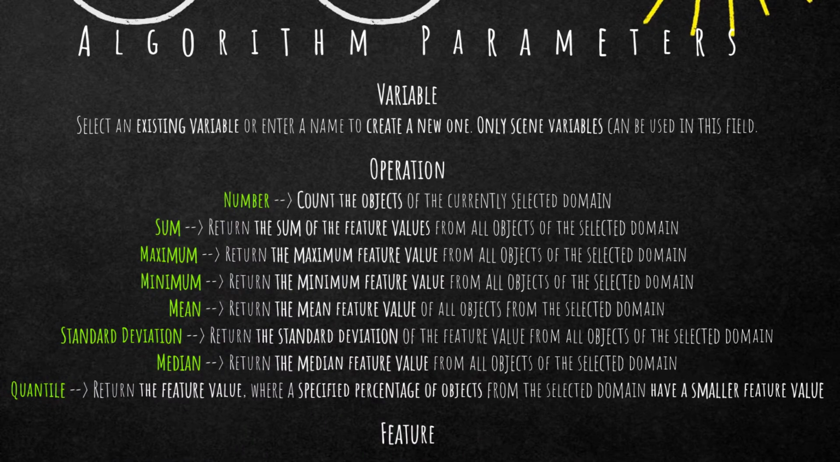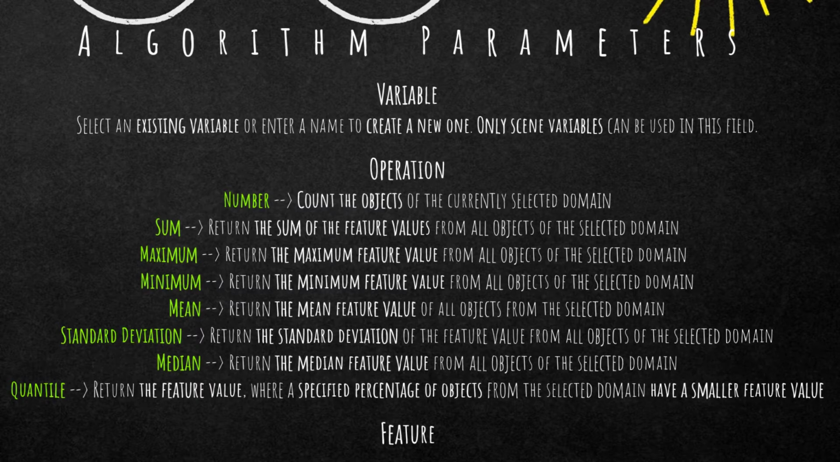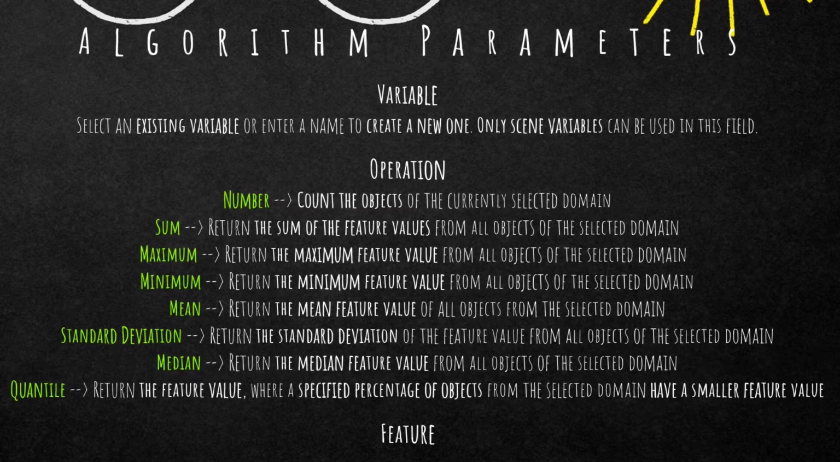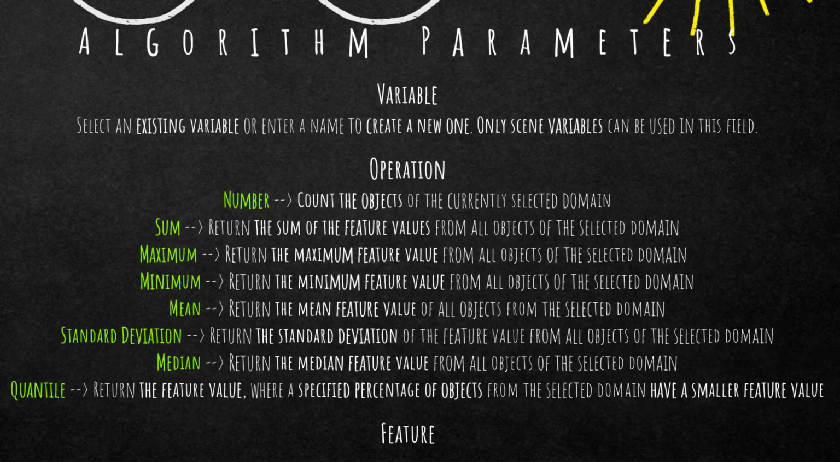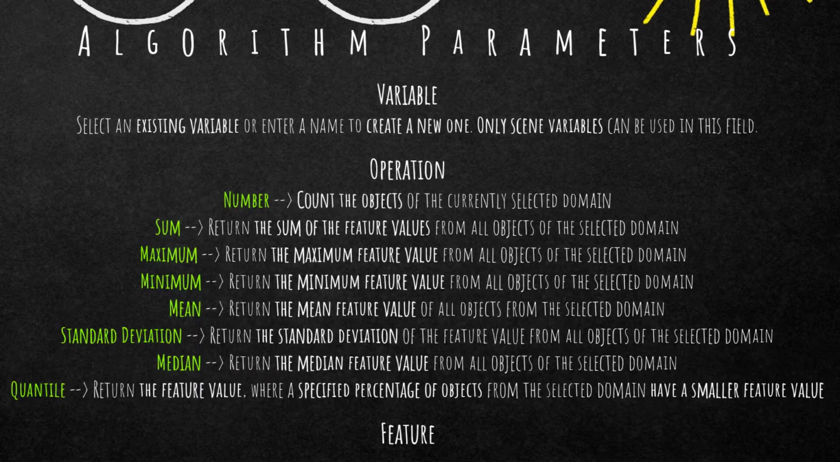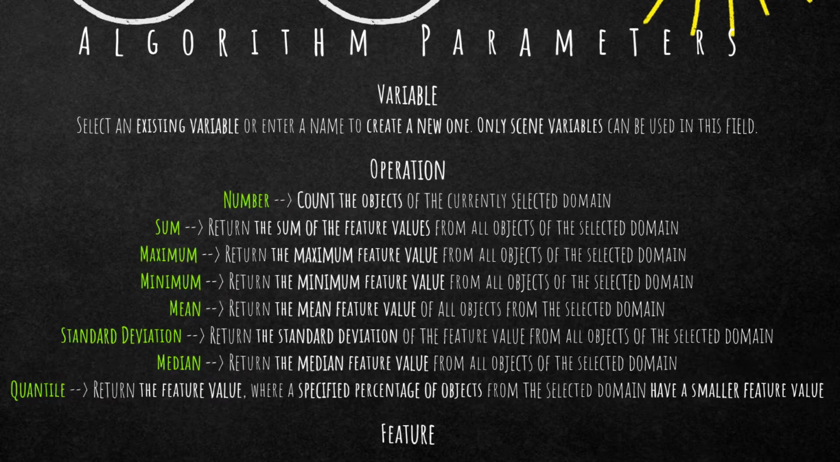Then operation is important, so you can compute different statistical values. I simply put here all of them: number, sum, maximum, minimum, mean, standard deviation, median, quantile. And again, those are computing statistical values based on the domain, right? So the number counts the objects of the currently selected domain. If you set a certain class filter, it will return the number of that class on that level on a certain map in a certain region, whatever your domain settings are. Then the sum returns the sum of the feature values from all objects of the selected domain.